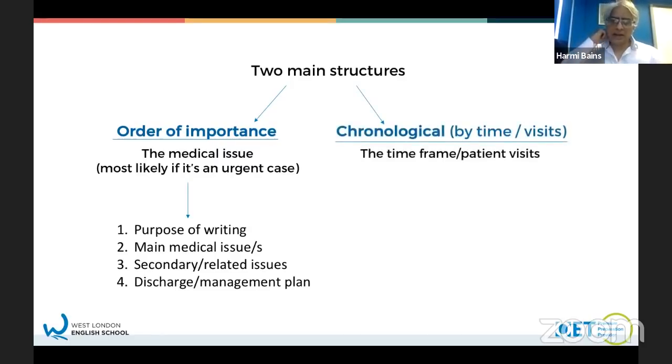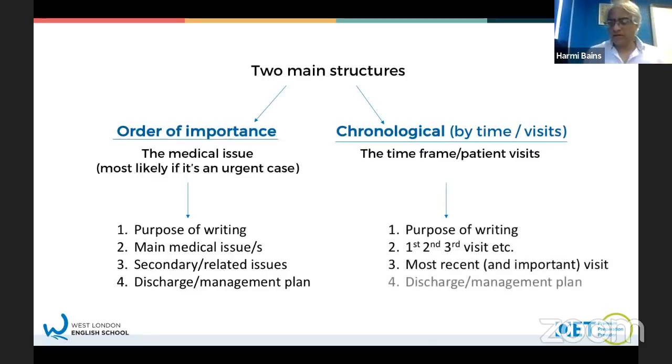There's another structure here which you could use to organize your letter, and you can go chronologically as well if you like. This time you're actually going visit by visit. So you might start off again, the first paragraph is the same because you've got your purpose. You must state your purpose clearly in the opening paragraph. And then you might start going through visit by visit.